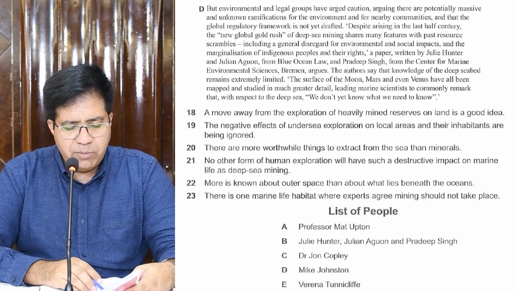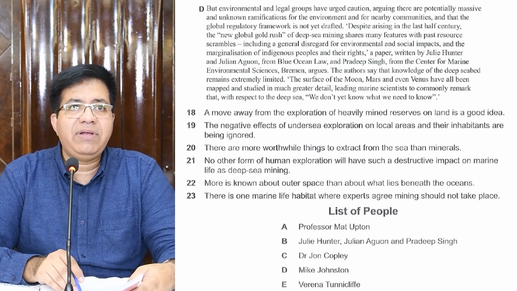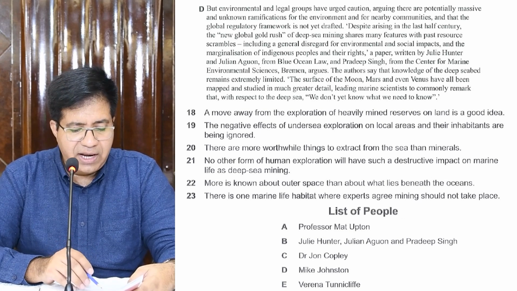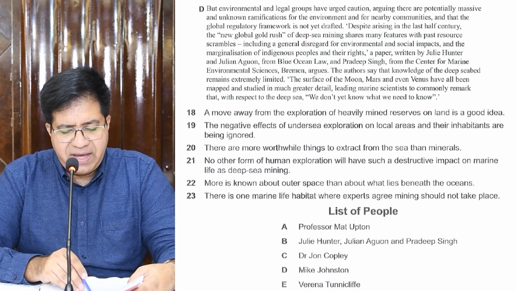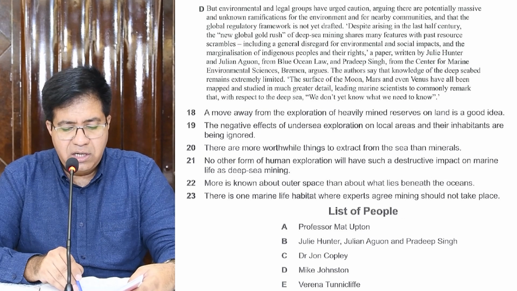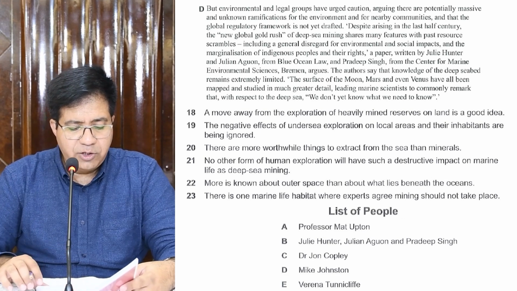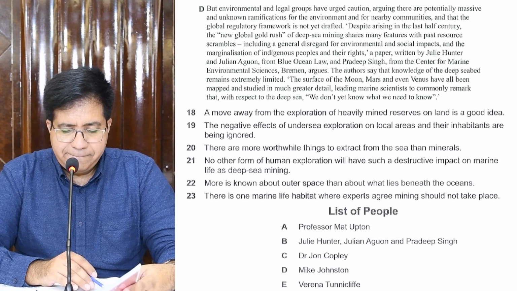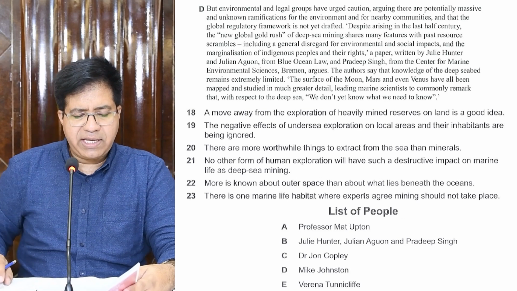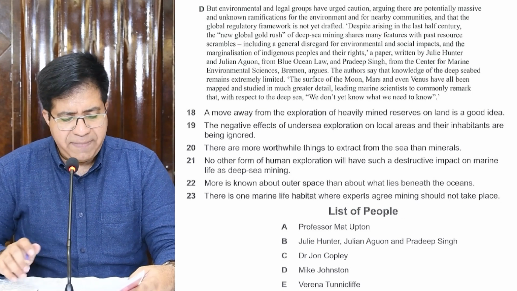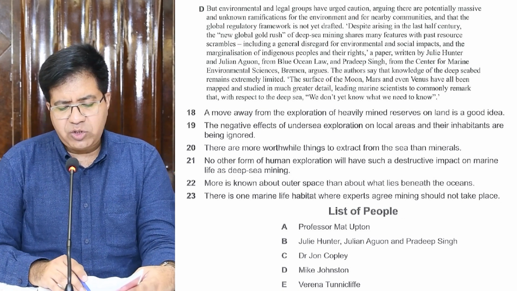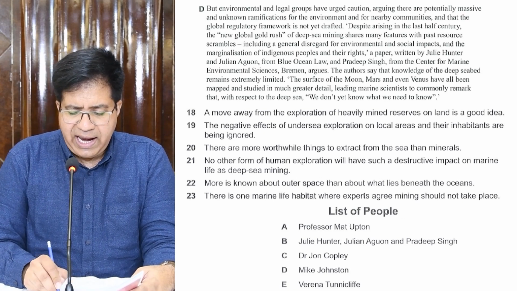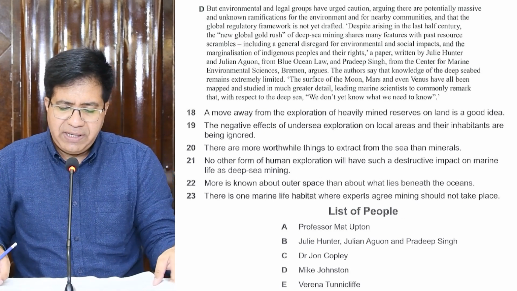Question number 18. Move away from exploration of heavily mined areas. Is it right or wrong? Not this one. 19. Negative effects of undersea exploration. No. 21. 20 is already used. Okay. Hey, just a second. Question number 19. Can you come back to it? Negative effects of undersea exploration on local areas and their inhabitants. Please come back.